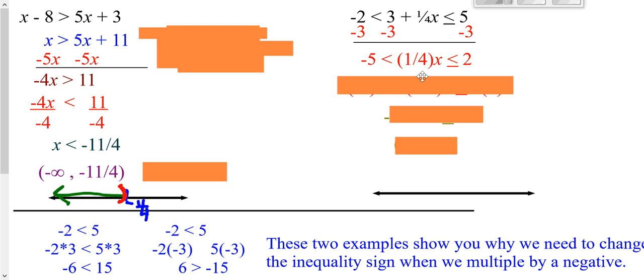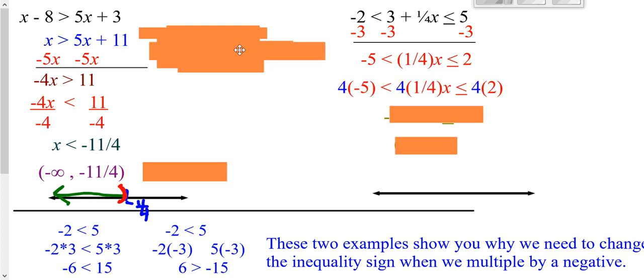Then you've got to get rid of that timesing by 1/4. So you can divide by 1/4 or multiply by its reciprocal of 4. Multiply everything by 4. Notice I'm not changing my inequality signs because I'm multiplying everything by a positive 4. So I get negative 20 here. I just get x here. And then I just get an 8 there.